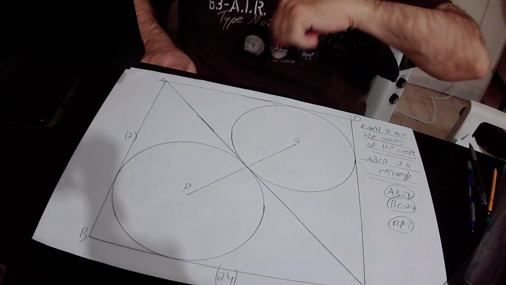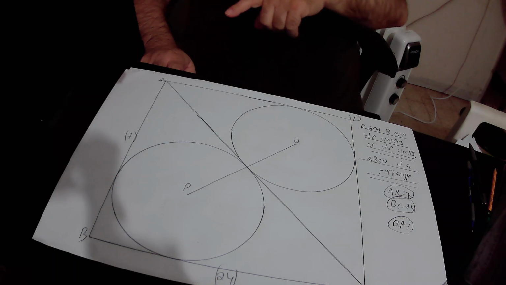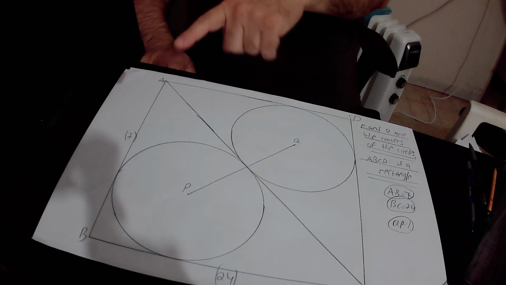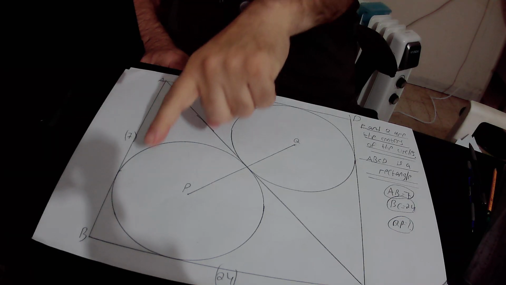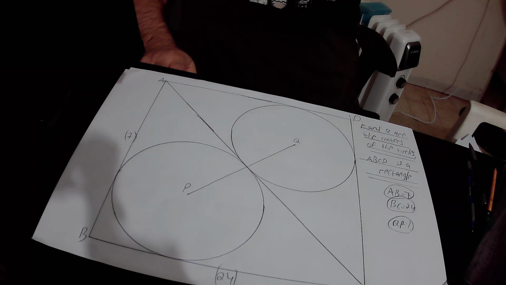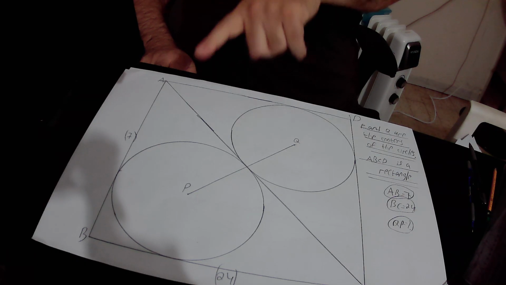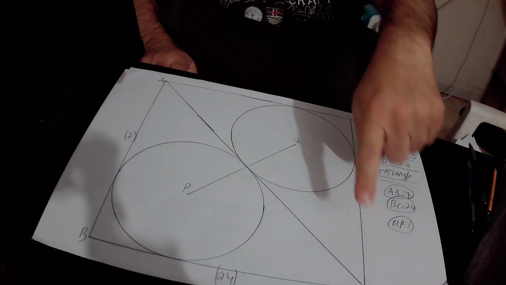In this lecture we'll find out the distance between the centers of two circles. In the drawing we have rectangle ABCD. We know that side AB of this rectangle is equal to 7 units in its length. Side BC equals 24 units.